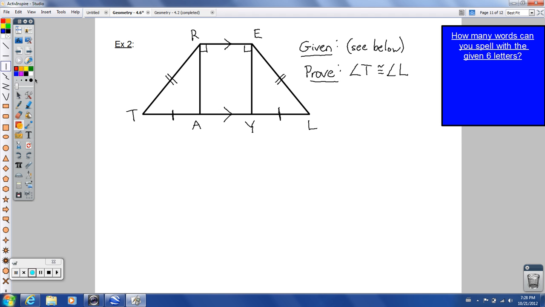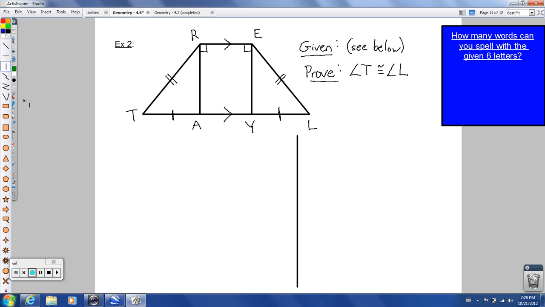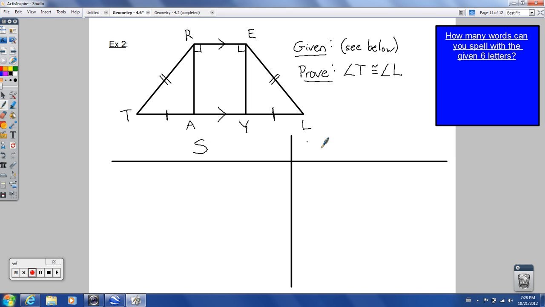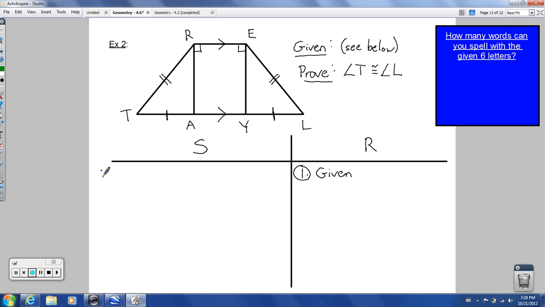2 columns. I want to make that red though, let me do that. And boom, alright, so we've got our 2 columns there. Here's going to be my statements column, here's my reasons column. Number 1, step 1 is given. And what is given in this picture? There's quite a bit. So let's see what we got here.